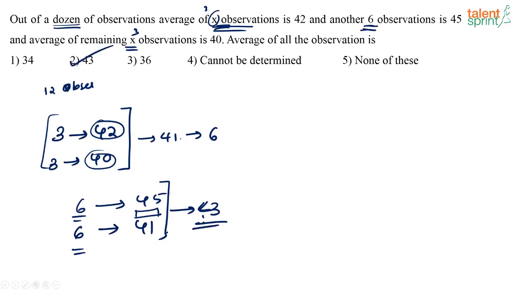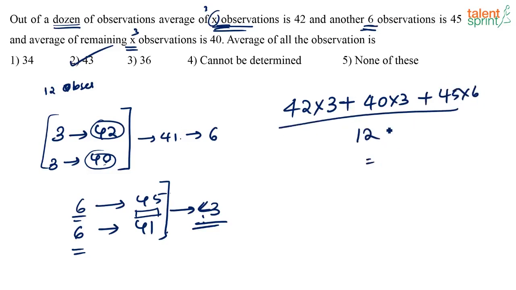That is option 2. See, what is the traditional way in which you would do it? You know there are 3 observations whose average is 42. So what is the total value of the 3 observations? It is nothing but 42 times 3. What is the total value of the next 3 observations? It is nothing but 40 into 3. What is the total value of the last 6 observations? It is nothing but 45 into 6, whole divided by 12. So this, when you solve, you will get the answer as 43.